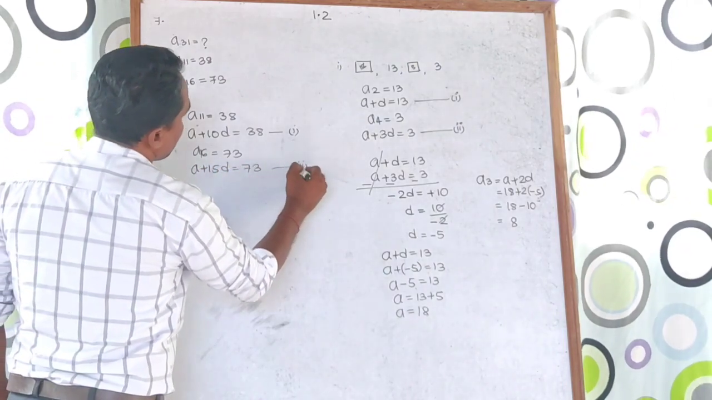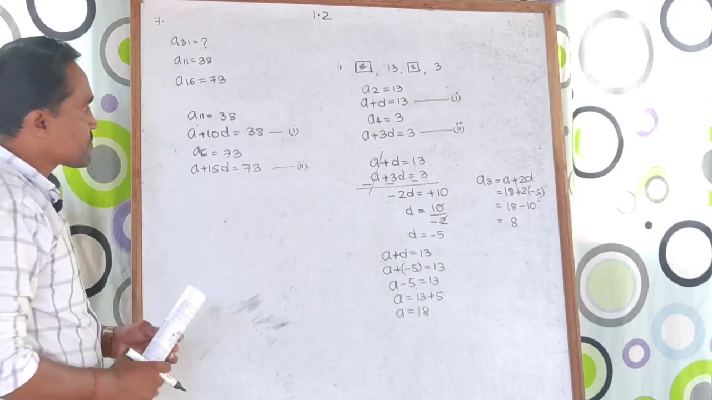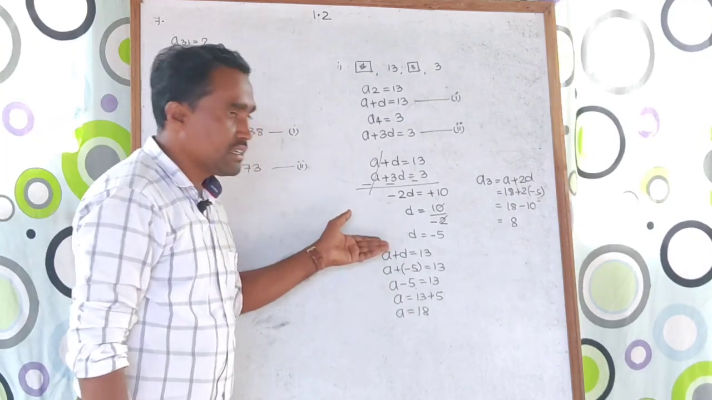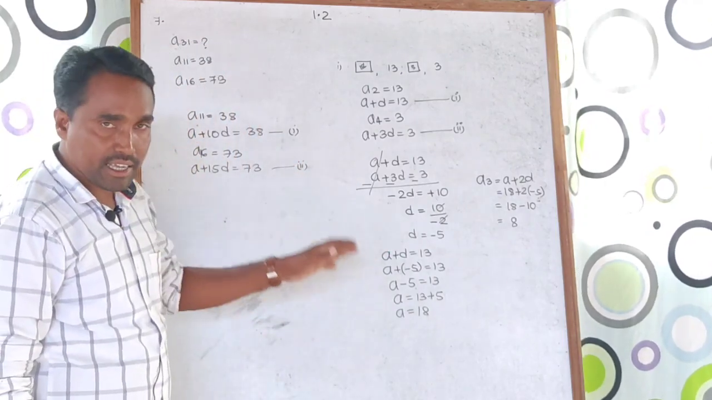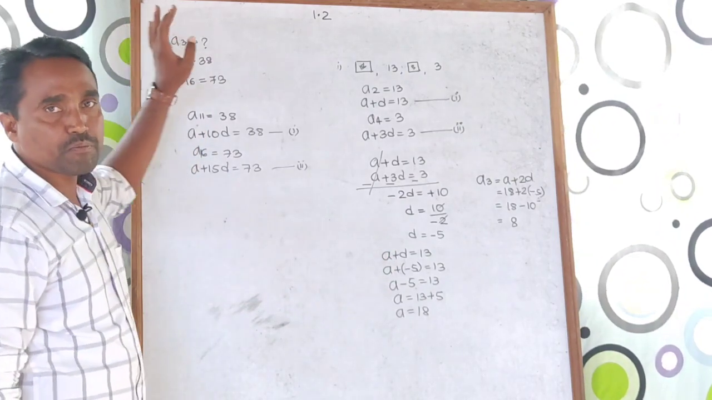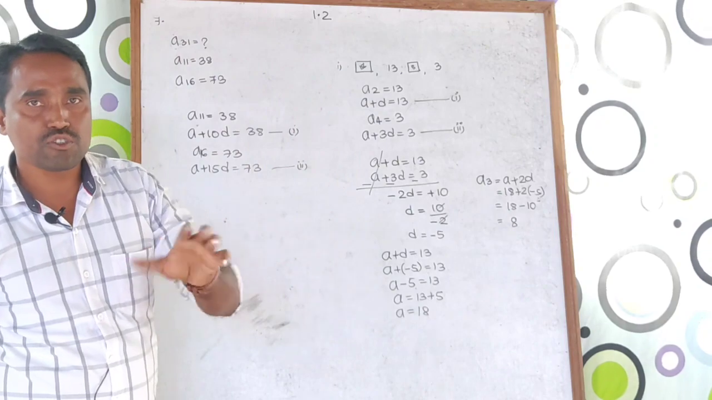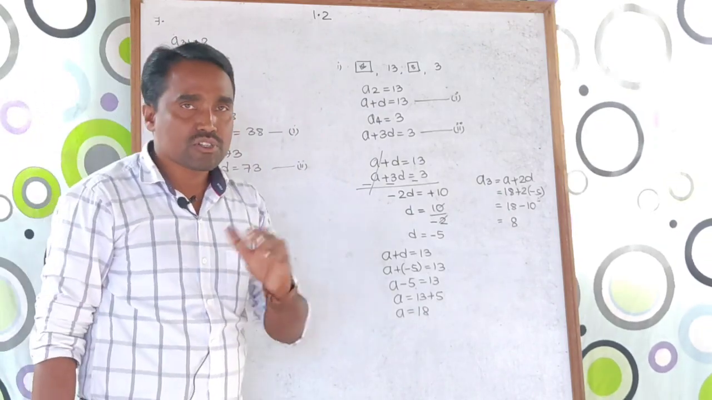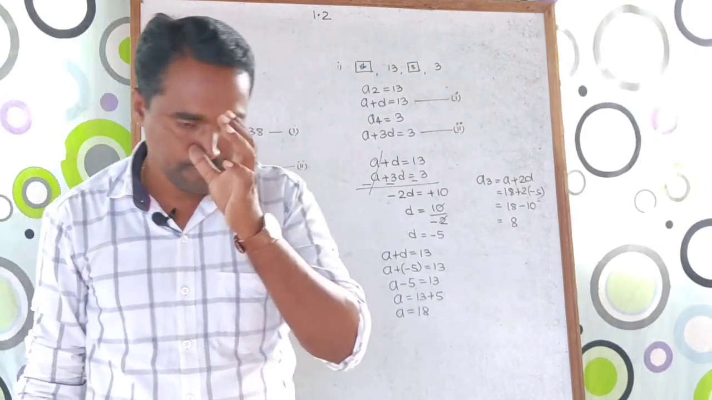And you need to follow the same patterns. First find out the value of D, then you can find out the value of A, and finally you will come to the A31st, which means A plus 30D. So this is the way to solve it. Let's see if the question is a little bit different.